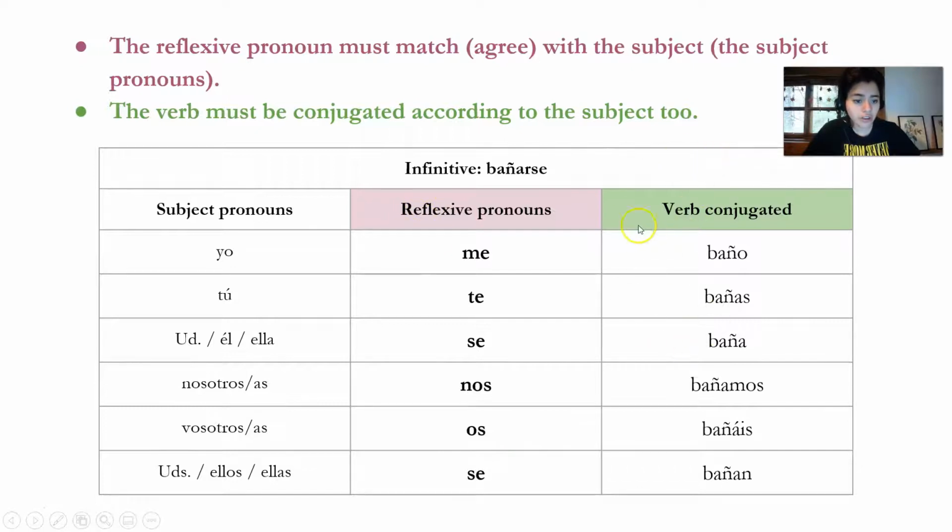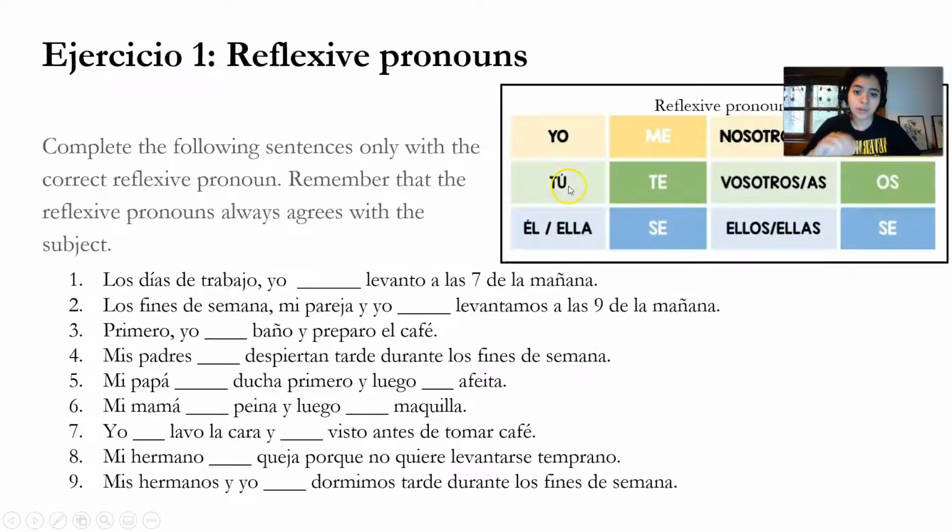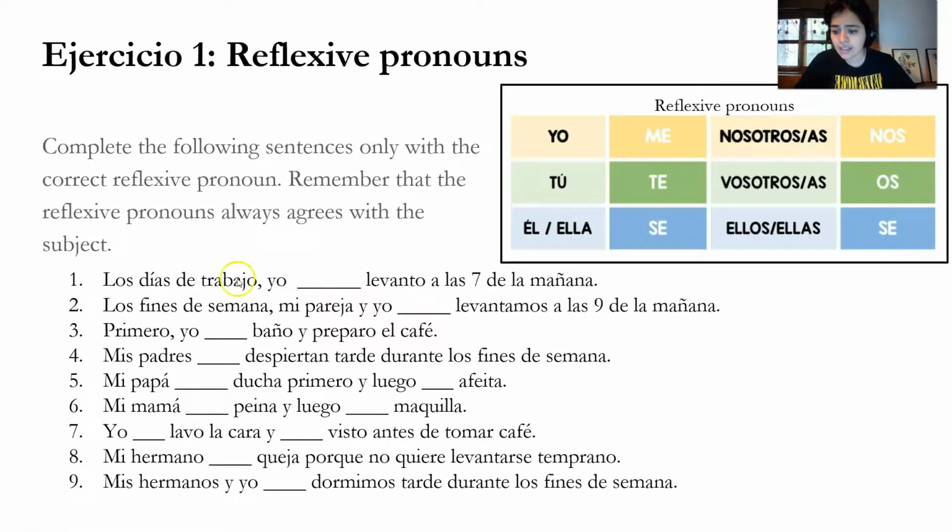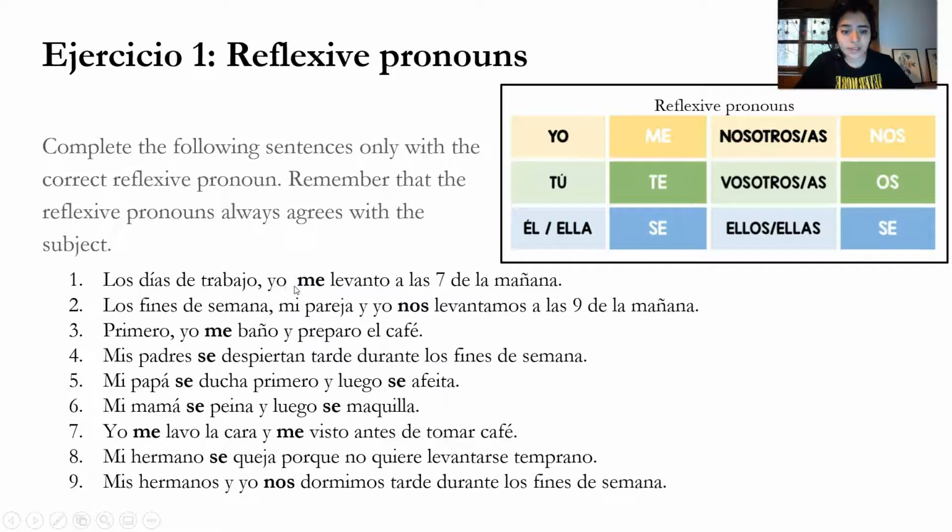And when the verb is conjugated, the reflexive pronouns are placed in front of the verb. When you have the verb in the infinitive, the reflexive ending of the verb is shown by attaching se to the verb. So we're going to do some exercises. You have to complete the following sentences only with the correct reflexive pronoun. Remember that the reflexive pronouns always agree with the subject. Okay? And here I'm giving you the reflexive pronouns. Here you can check your answers.